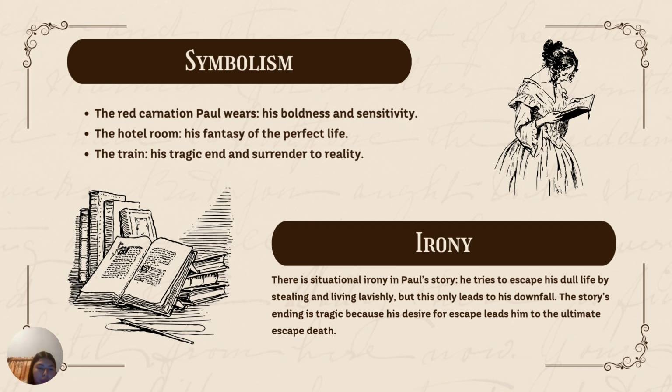And irony. There is situational irony in Paul's story. He tries to escape his dull life by pretending and living lavishly, but it also leads to his downfall. The story ends tragically because his desire for escape leads him to the ultimate escape, death.